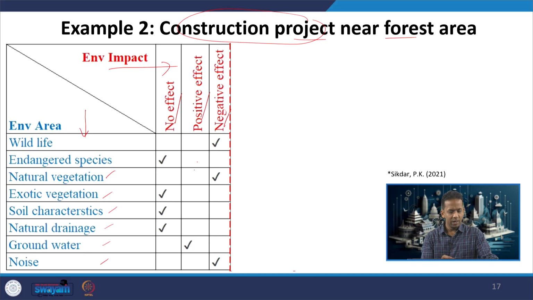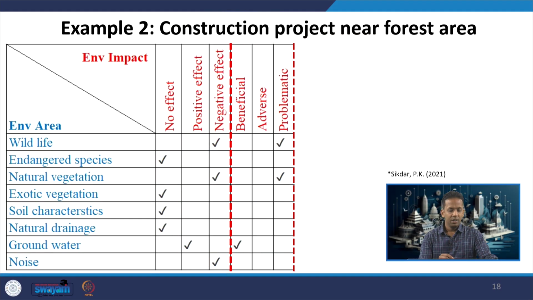So, if there are some components which are not affected by the construction project, then we cannot highlight them as positive or negative. But out of those components of the environment which get affected, some of them are experiencing a negative effect, like the vegetation, wildlife and the noise, and some are experiencing a positive effect, like the groundwater. Impacts can also be categorized as beneficial, adverse or problematic.